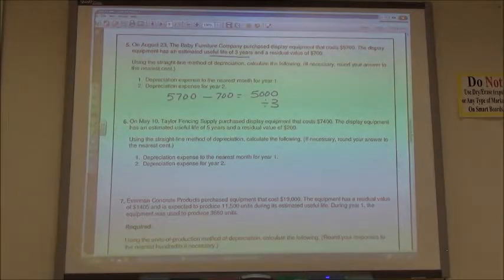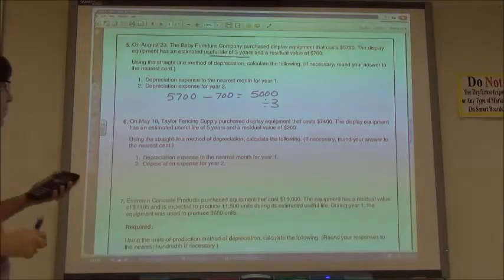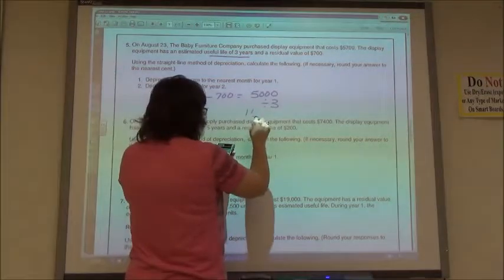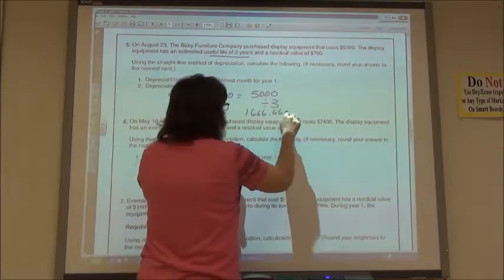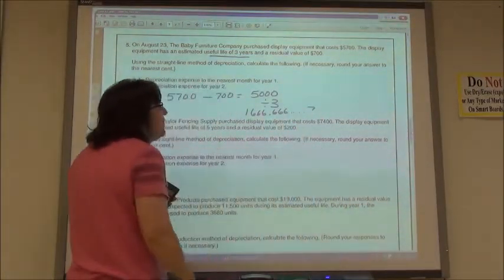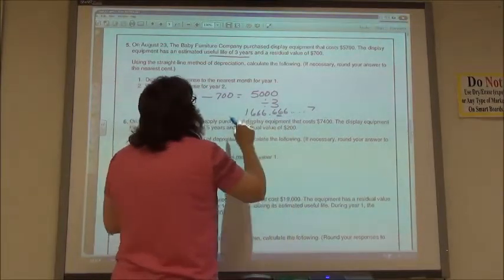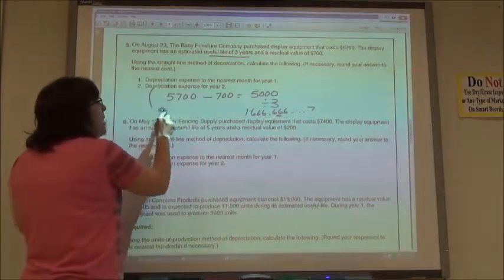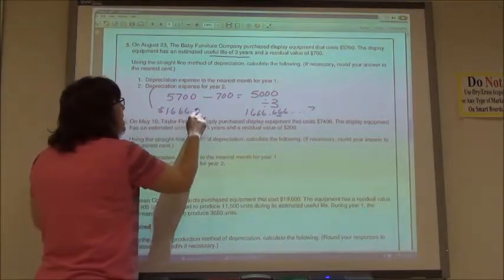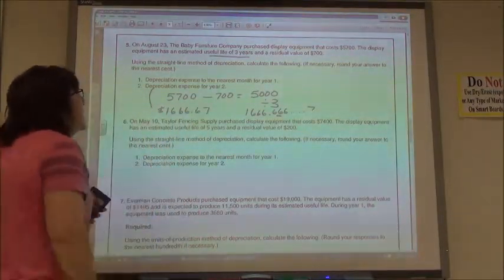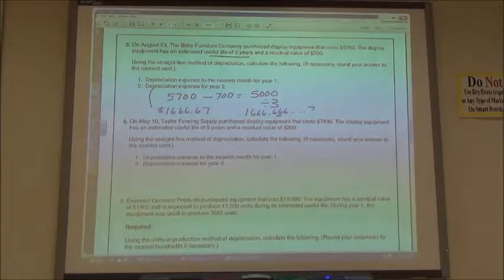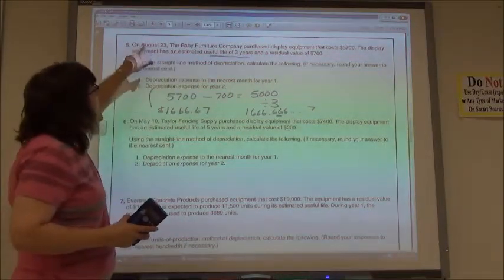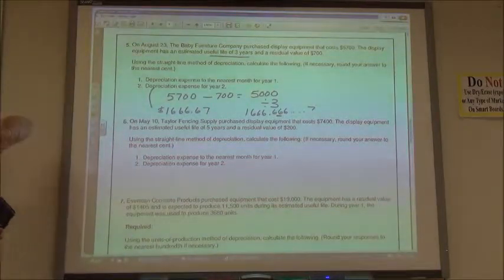So 5,000 divided by 3, here's one we have to round off. We get 1,666.666666666. The calculator just shows a 7, but rounding to the nearest cent, $1,666.67 then would be the depreciation for a full year, which would be our year 2 depreciation then, because in year 2 we're going to have it for the full year. However, in year 1 we don't have it for a full year. We bought it August 23rd.